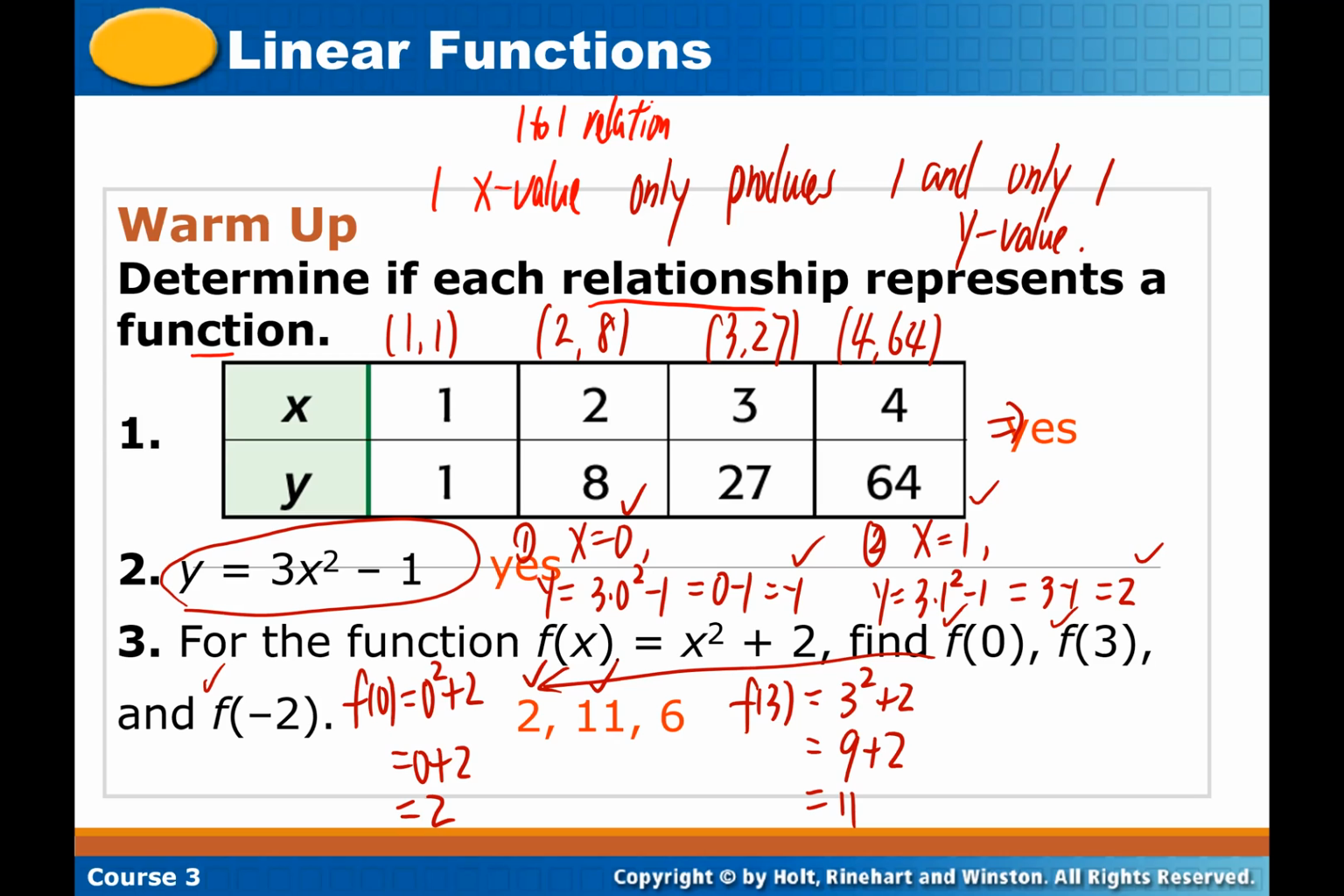Okay, and f of negative 2. Now when we see the x value, it becomes negative 2. I put negative 2 in parentheses. So negative 2 squared plus 2. Negative 2 squared is 4. 4 plus 2 is 6.